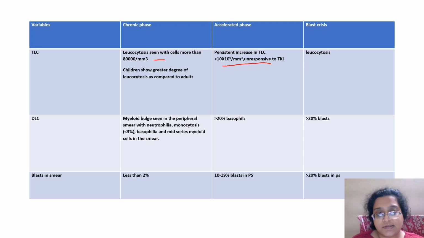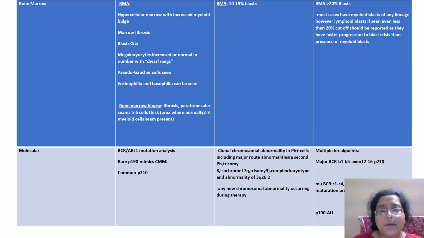Blasts in smears in chronic phase are less than 2%, 10 to 19% in accelerated phase, and more than 20% in blast crisis. Coming to bone marrow, mostly you don't need to do it unless the phasing is confusing. The treatment for accelerated phase is similar. You don't need to do much except monitor. If it is early accelerated phase, if it is going towards blast crisis, you treat it as an acute leukemia.